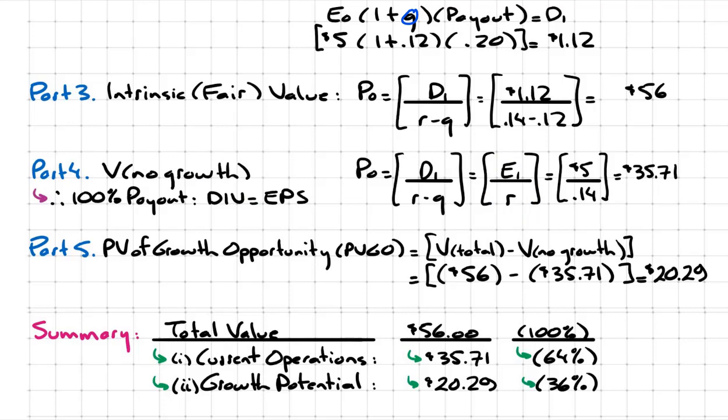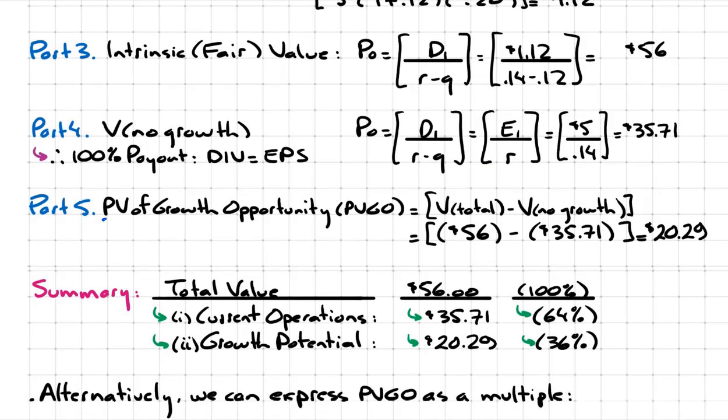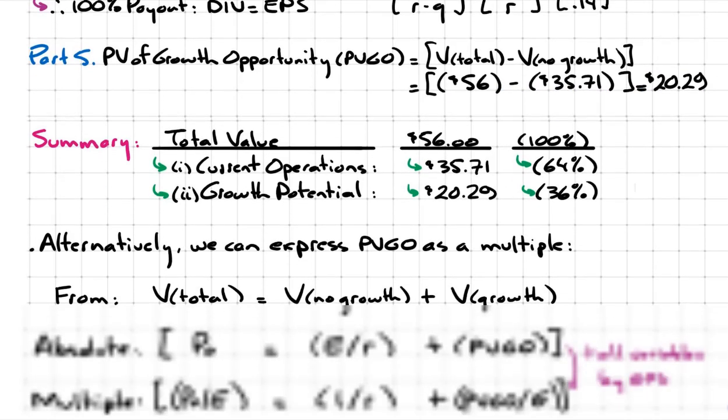So now in part 5, we are ready to calculate present value of growth opportunities. And that is just the difference between the total value of the firm, which includes growth, and the value of the firm without growth. So of course the difference would be due to growth. And there it is. So $56 is the total, and then you subtract the portion that represents base valuation without any growth. So therefore the difference is the part of the valuation that's attributed to growth, and that works out to 20.29.